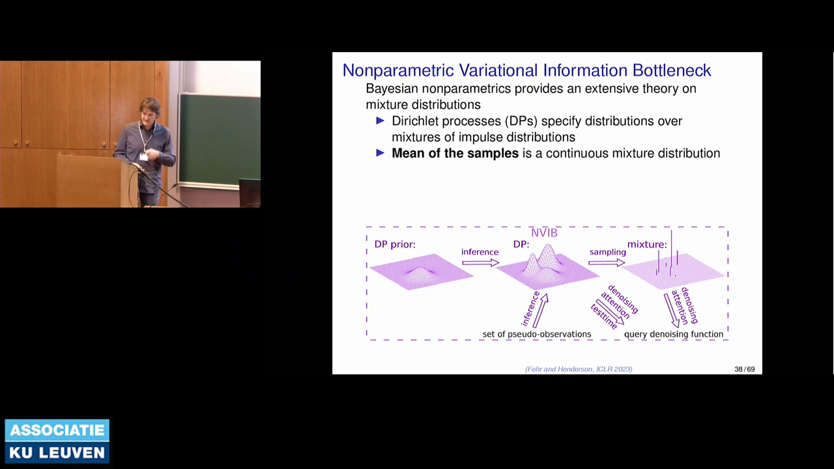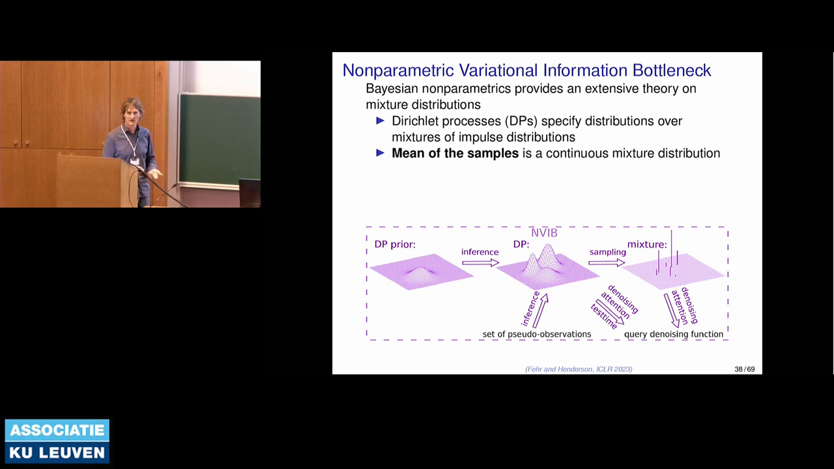Sampling from the Dirichlet process gives us a mixture distribution. And if we look at the distribution over mixtures of impulse distributions here, each one of these is one sample. If we look at the distribution over each of these samples, we actually get this base distribution of the Dirichlet process, which is the mean distribution. So at test time, when we're not doing any sampling, we want to condition on the mean. That's what variational autoencoders do.